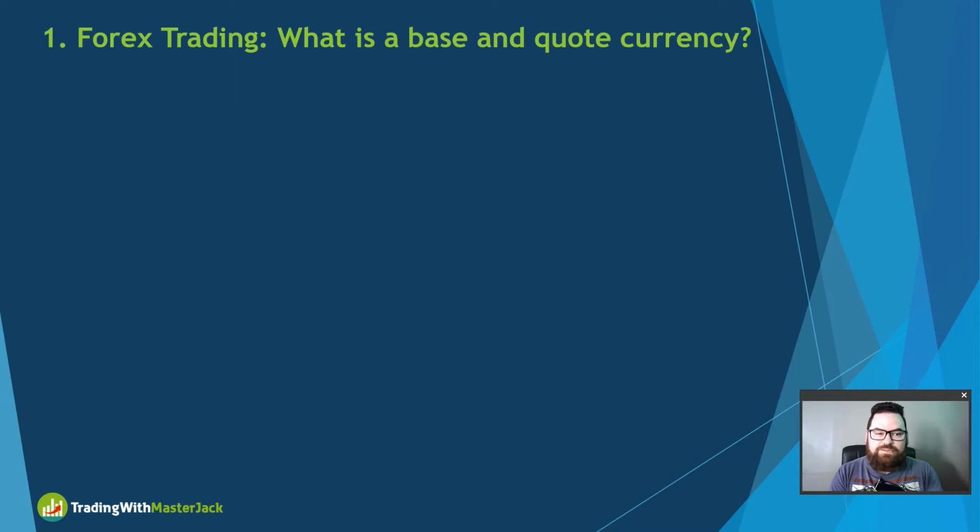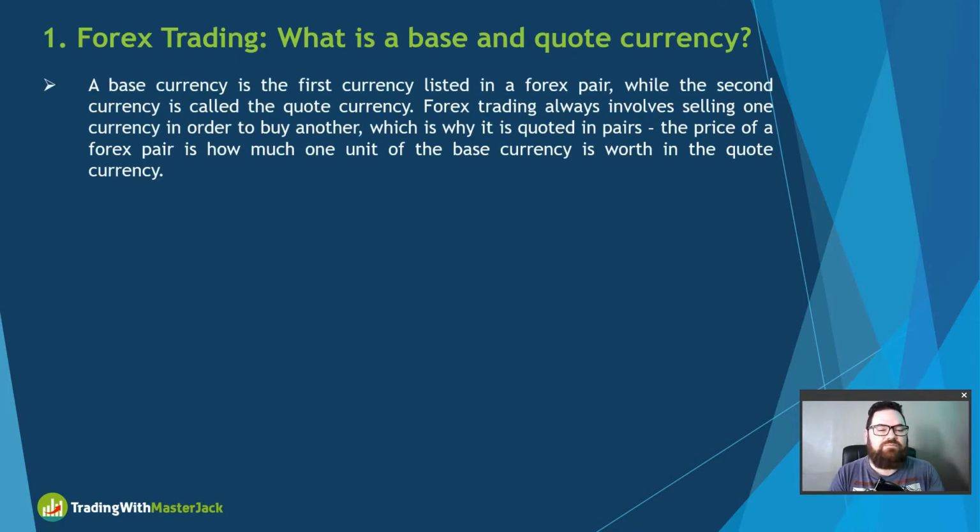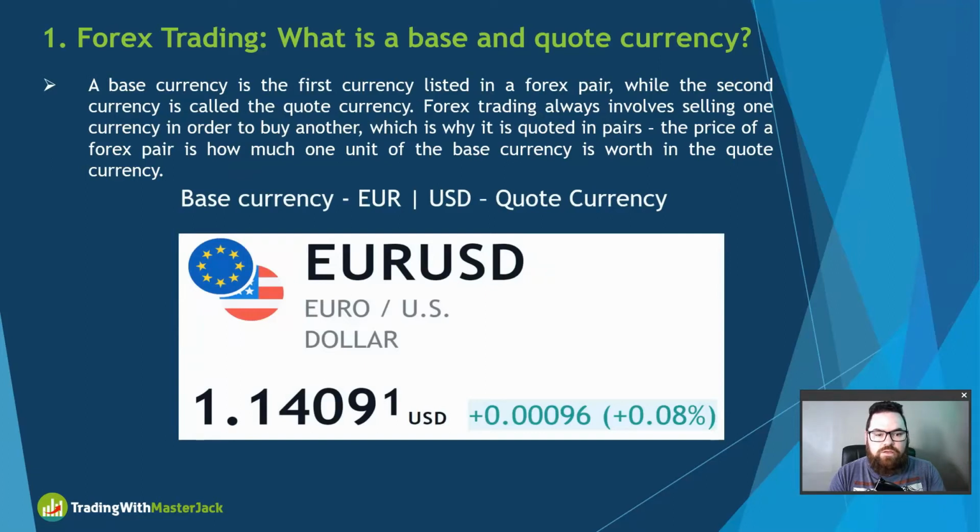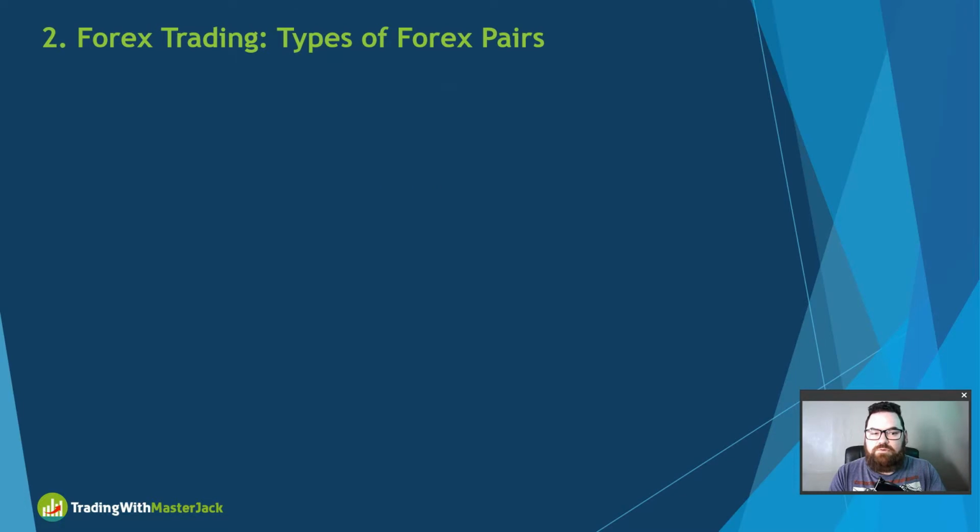Number 1, what is a base and quote currency? A base currency is the first currency listed in a Forex pair, while the second currency is called the quote currency. Forex trading always involves selling one currency in order to buy another, which is why it is quoted in pairs. The price of a Forex pair is how much one unit of the base currency is worth in the quote currency. So let's look at an example. Here we've got the euro and US dollar, where the base currency is the euro and the quote currency is the US dollar. So basically, with 1 euro, you can buy 1.14091 US dollars.